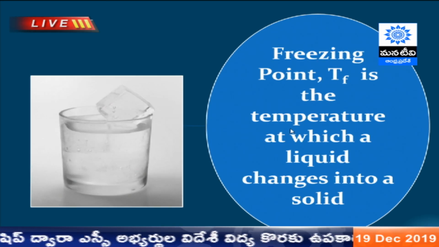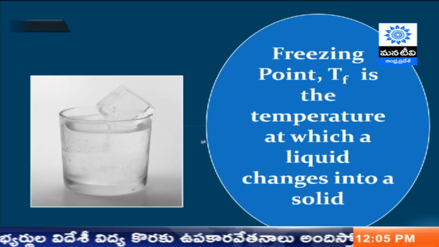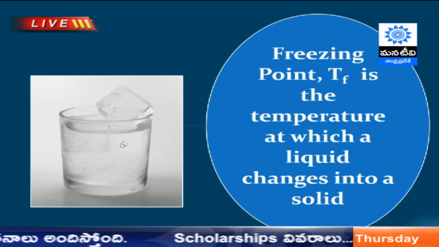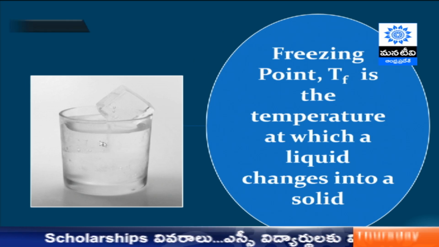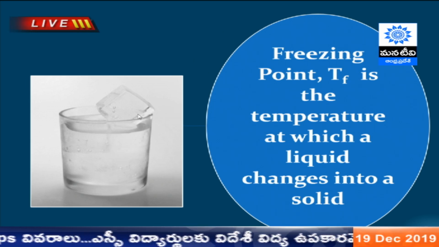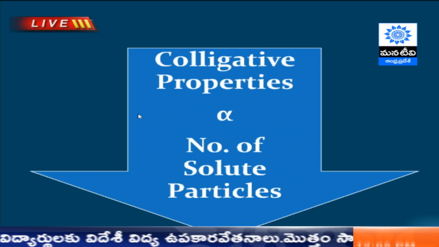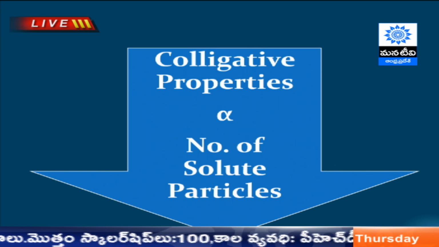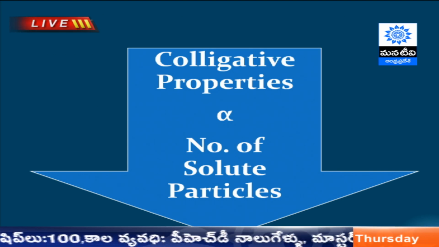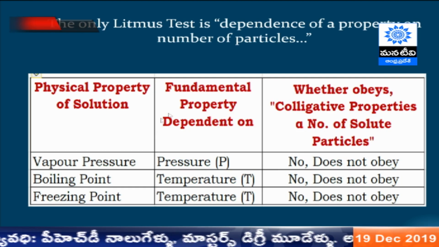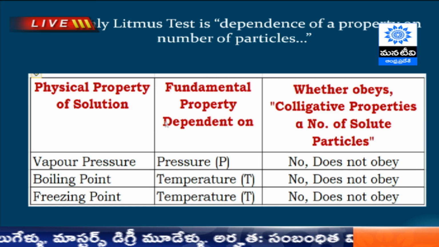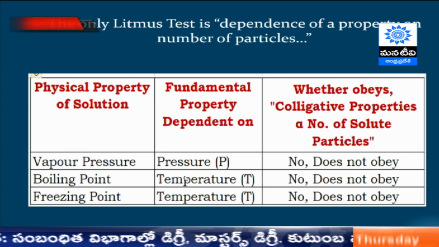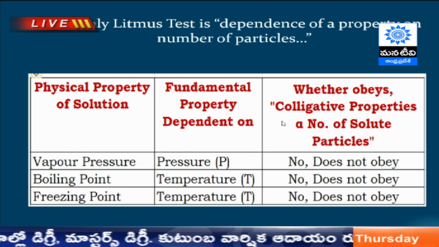Now, what is freezing point? It is the temperature at which liquid changes into solid. You can see water getting into the solid form, that is ice. In the next slide, you will know that colligative properties are directly proportional to the number of solute particles. Now, how can you know whether vapor pressure, boiling point and freezing point are colligative properties or not?